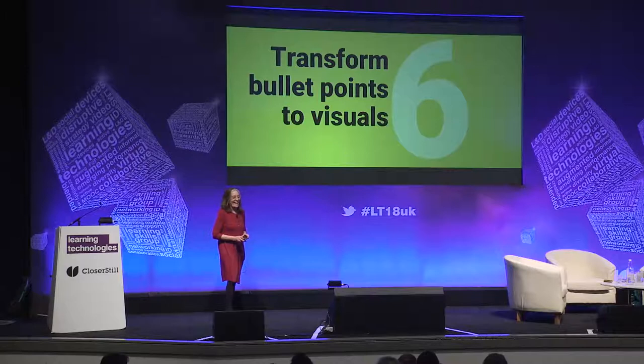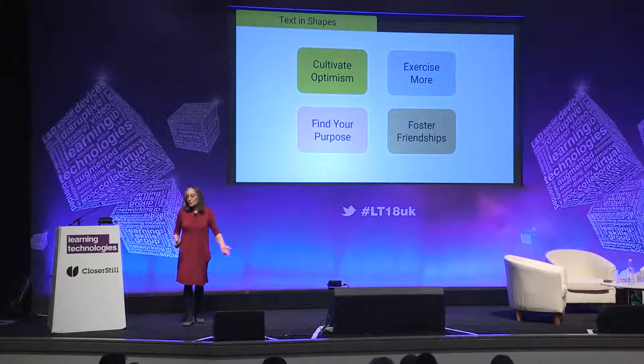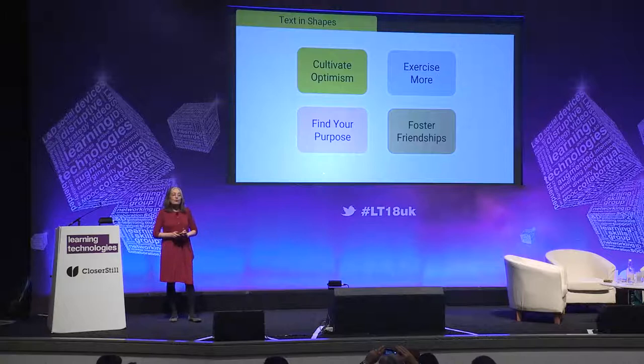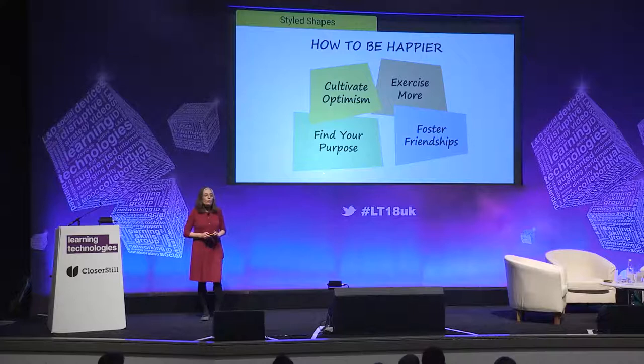Some of these are taken from my book. If you have my book, I've taken some of the visuals from it. Here's a list of bullet points. The easiest, quickest thing you can do is just put it in a shape. I haven't seen research on this, but I believe that your learners will be more likely to read what is in the shapes than a list of bullet points, because they're so bored from bullet points. They've seen them so often. And since this is about happiness, maybe you can even make your own shape and make it a little bit wild and crazy and draw something different.